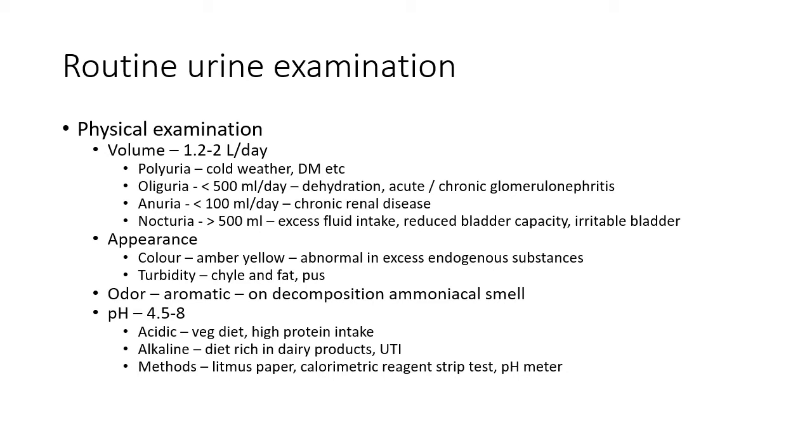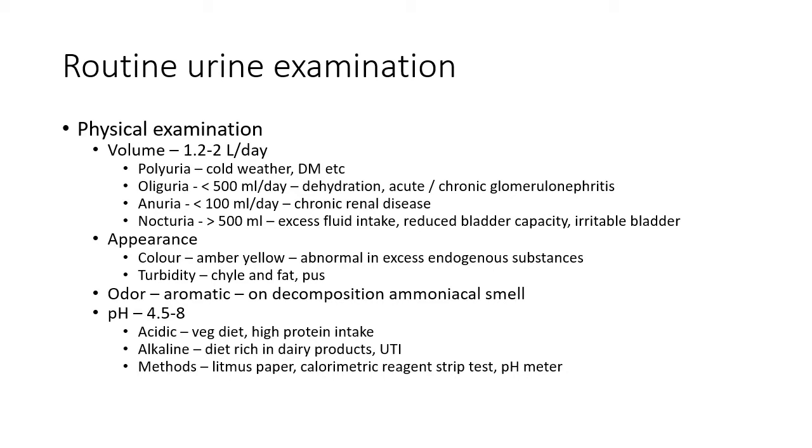The normal color of urine is amber yellow, and this is due to presence of urobilin, uroerythrin and urochromes. Abnormal color occurs when there is excess of endogenous pigments like hemoglobin, myoglobin, etc. Coming to turbidity, normally freshly voided urine is clear, and turbidity can be due to the presence of chyle, lipids or pus.